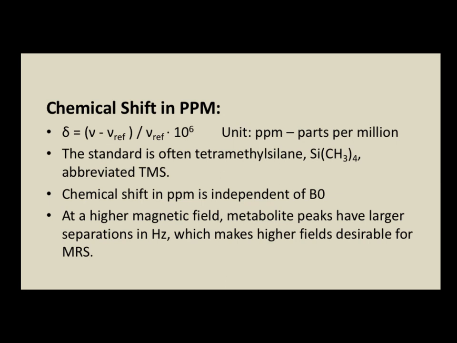So chemical shift in ppm is independent of the external field B0. No matter if it's 1.5 Tesla, 3 Tesla, or 7 Tesla, the chemical shift of different metabolites stays the same. Then at a higher magnetic field, the metabolite peaks will have larger separations in hertz because at 7 Tesla the resonance frequencies are higher. It's the same chemical shift. The frequency difference in hertz will be larger, so this is good to distinguish different metabolite peaks in the spectra.